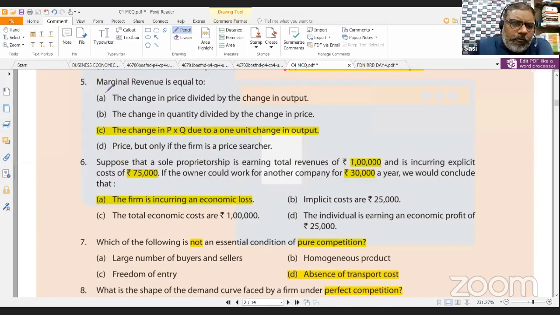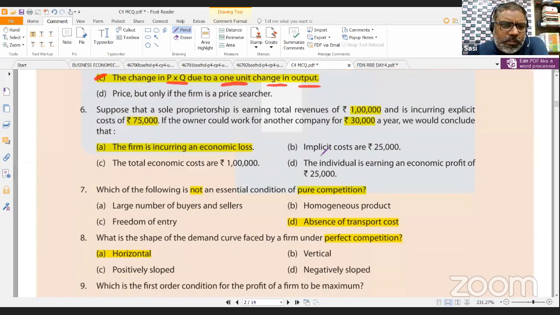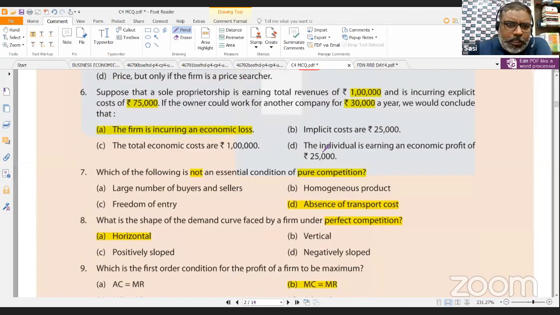Then, 5th question asks about what is marginal revenue. That is the change in P multiplied with Q. P multiplied with Q is total revenue due to a 1 unit change in output. That is the definition of marginal revenue. So C is the correct answer for question number 5. Then look at question number 6. These type of questions can be expected.